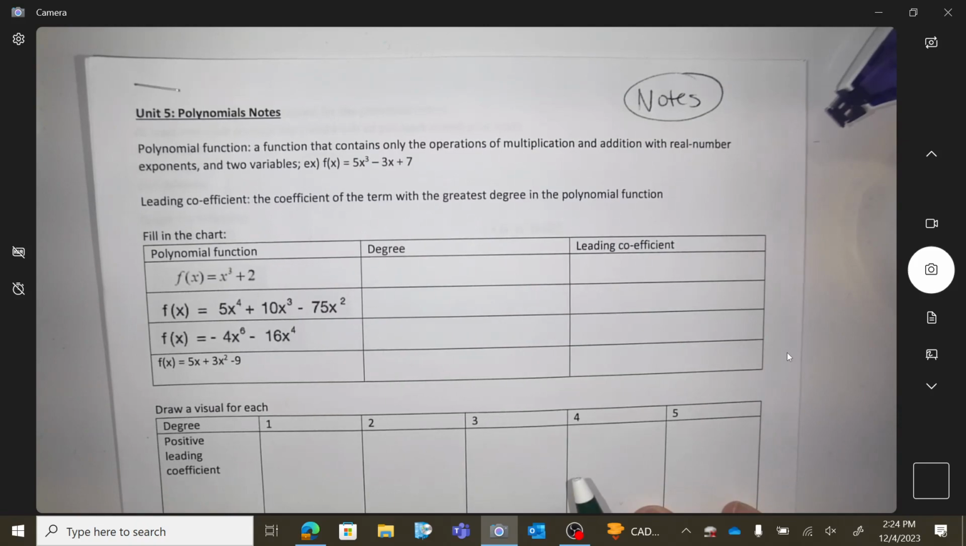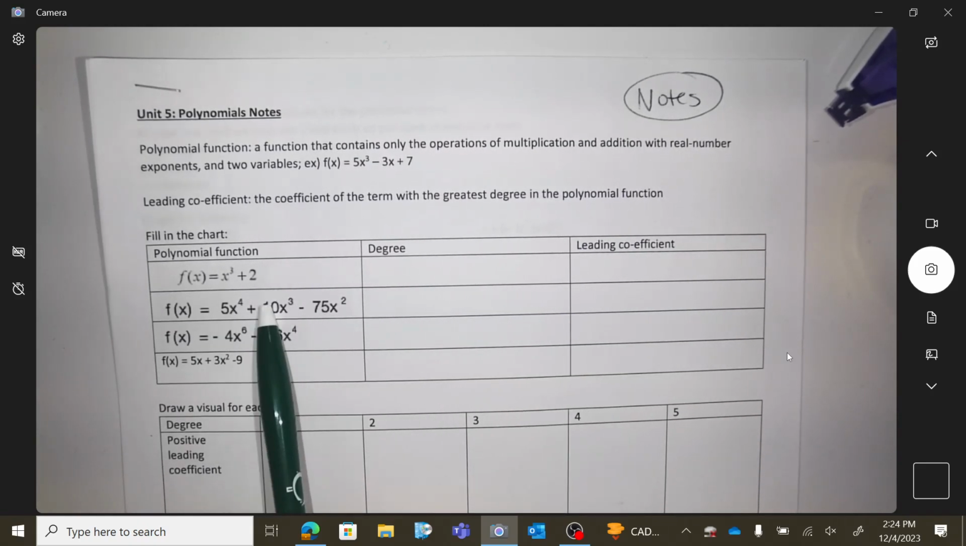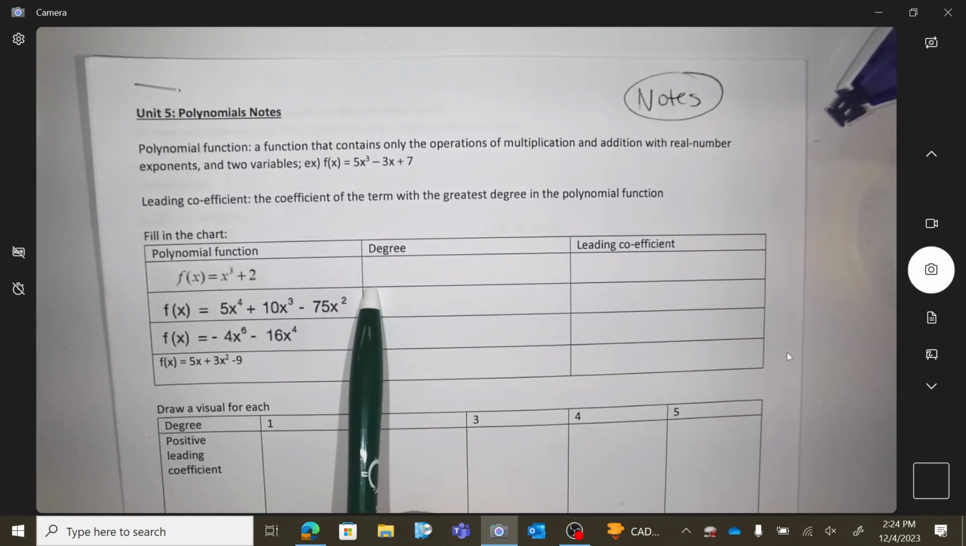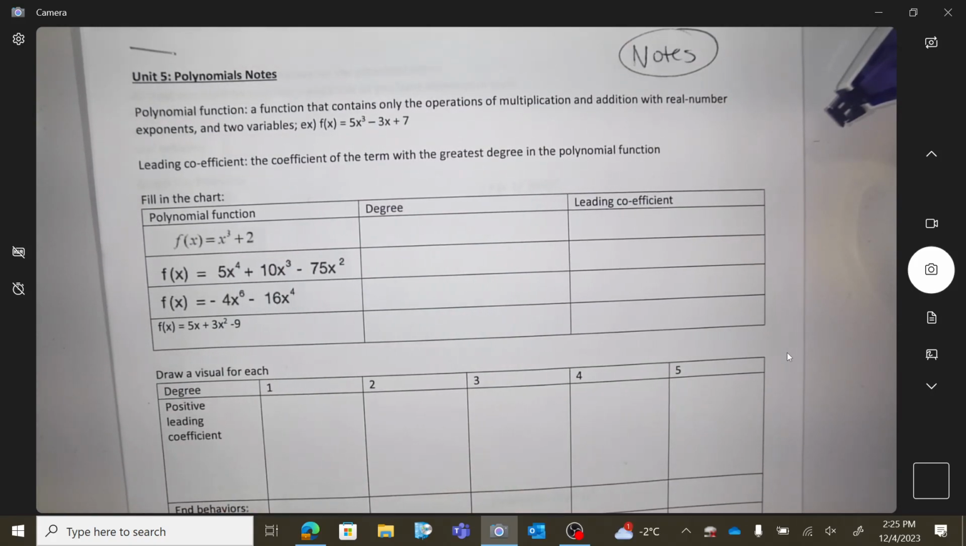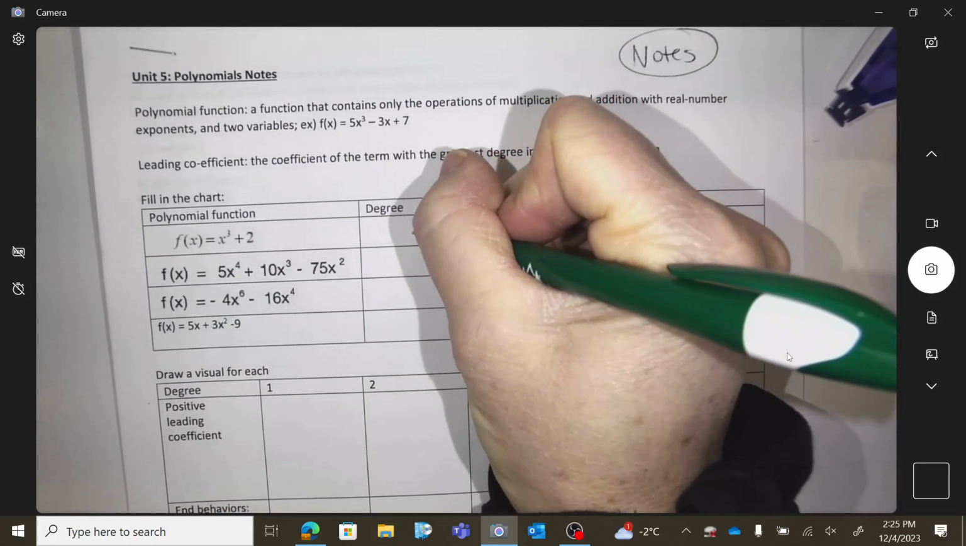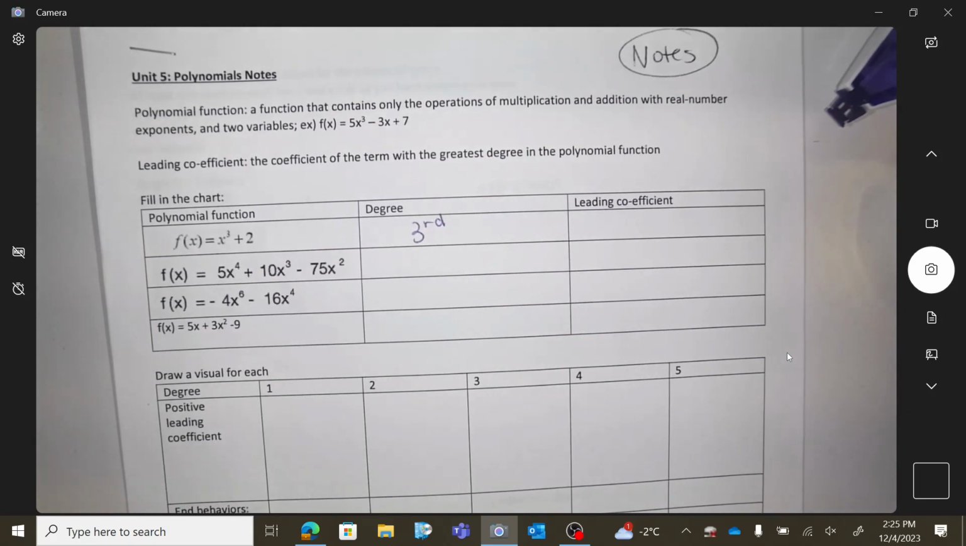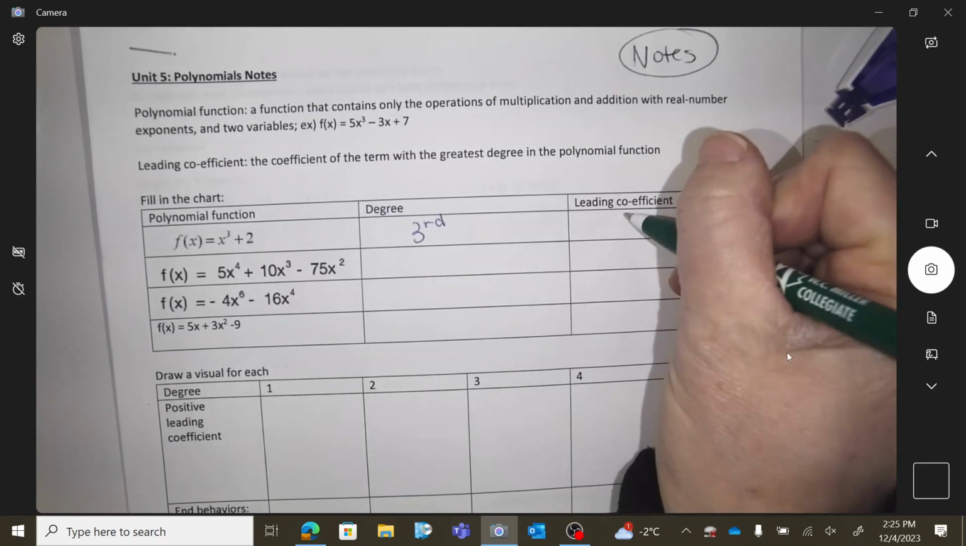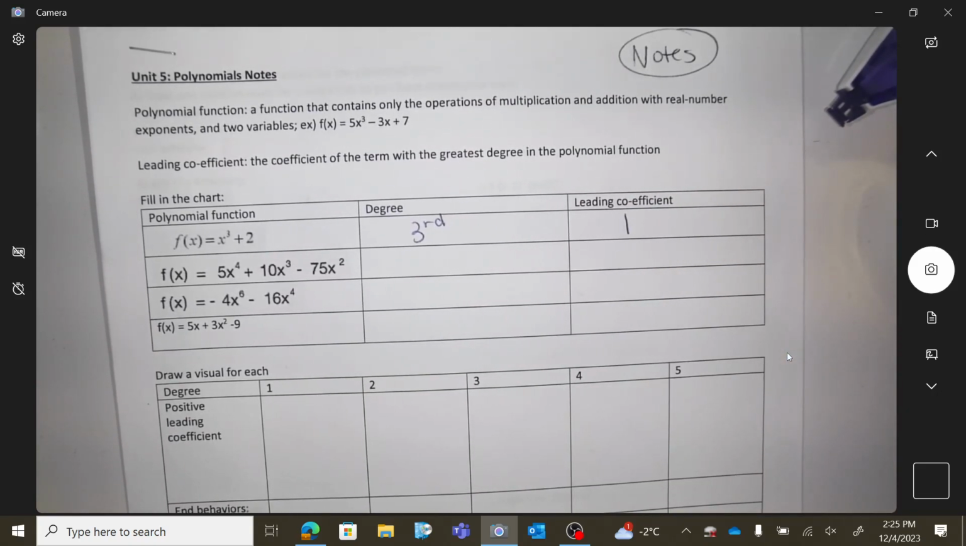Okay, so first example, what is the degree of this polynomial equation? So it's a third degree. Why is it a third degree? It's a cubic. The highest exponent is 3. So the leading coefficient is 1 because it's 1x cubed.